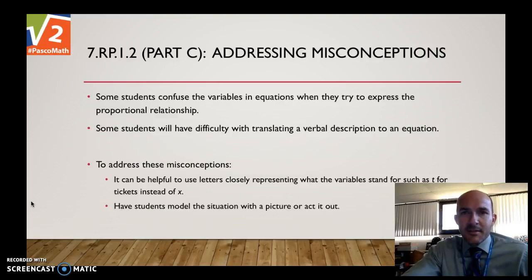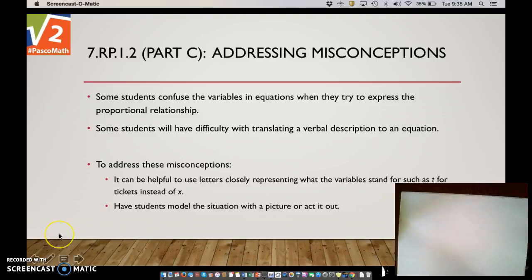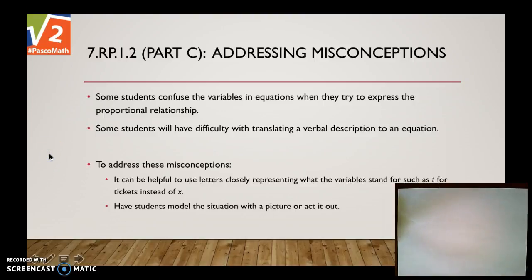So some misconceptions students might have. Some students might confuse the variables in equations when they try to express the proportional relationships, and some students will have difficulty with translating a verbal description to an equation. To address the misconceptions, it would be helpful to use letters closely represented to what the variables stand for, such as T for tickets, instead of just x always. And we're also going to have students model the situation with a picture or act it out. I think that definitely is helpful when we're trying to make sense of the math.